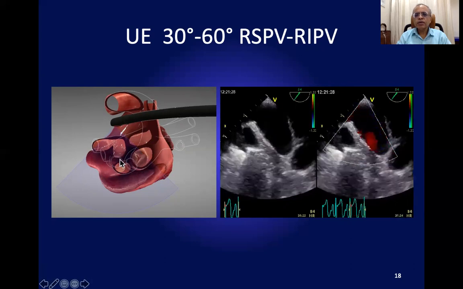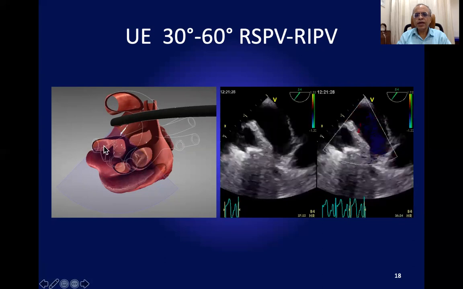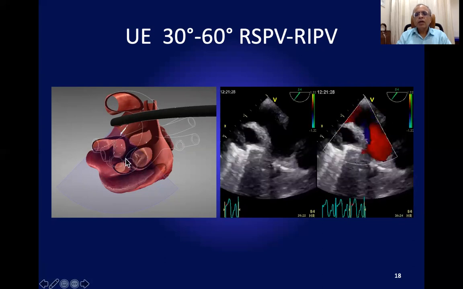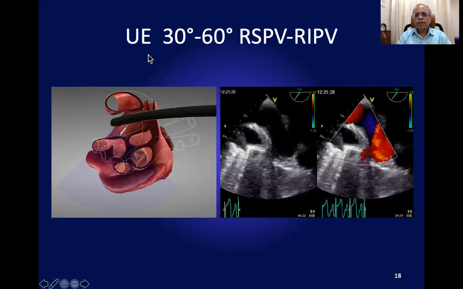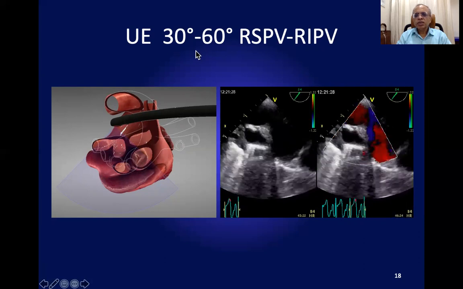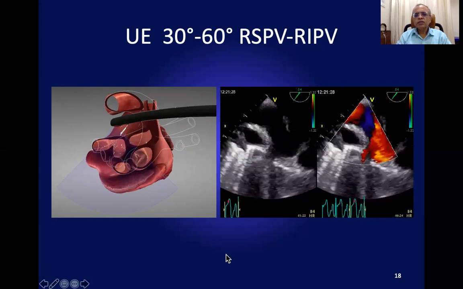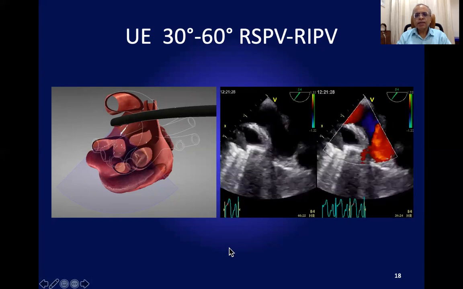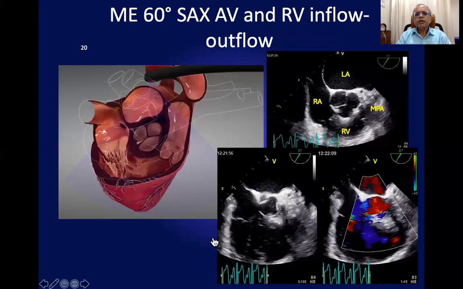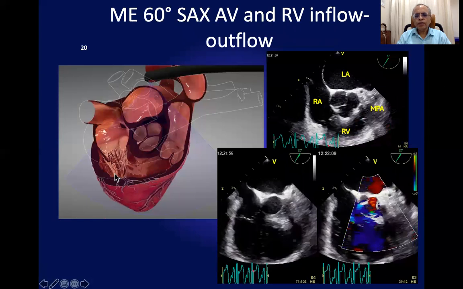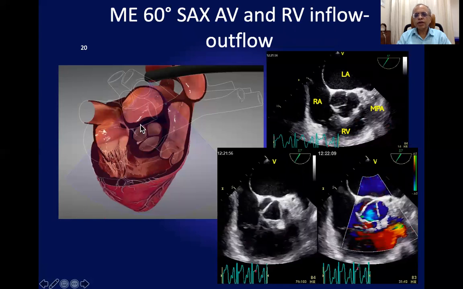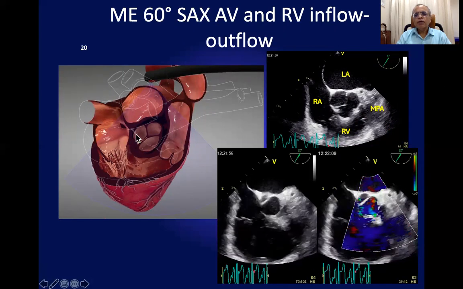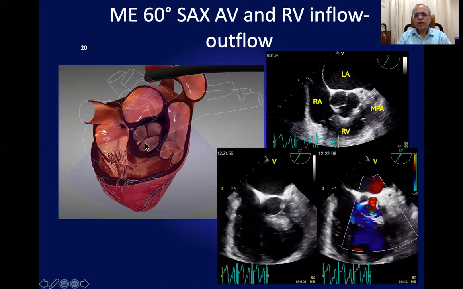Like this particular image of the right superior and right inferior pulmonary vein, one can manipulate the probe in the upper esophagus to 30 to 60 degrees and can get the superior and inferior right-sided pulmonary veins in the same plane. Then this is the inflow and outflow view of the right ventricle, or also called the short axis view of the heart. And one can learn about the anatomy of the aortic wall.